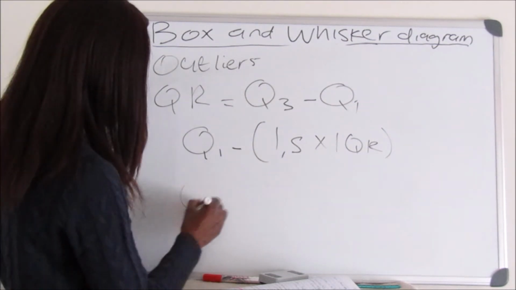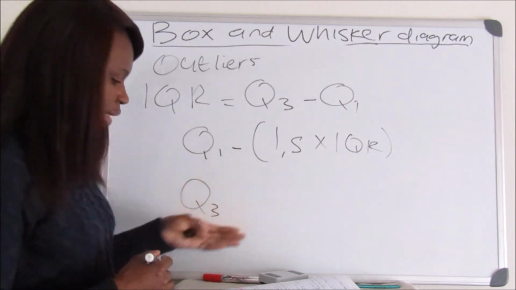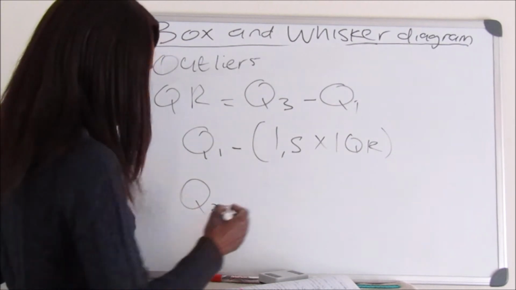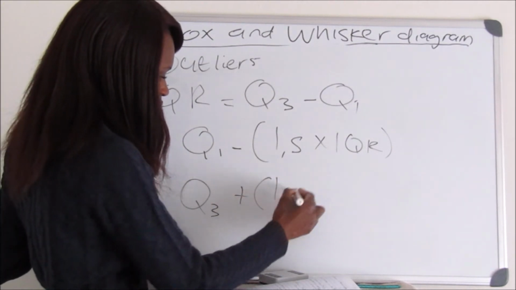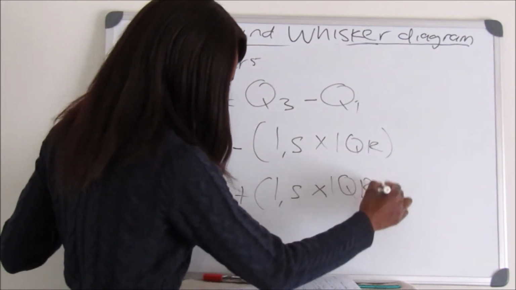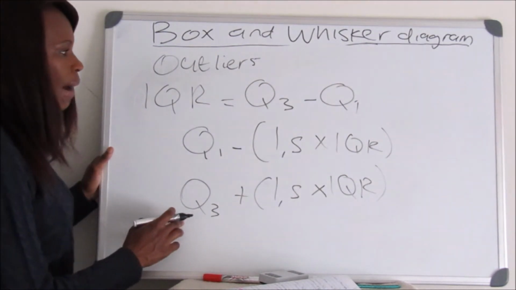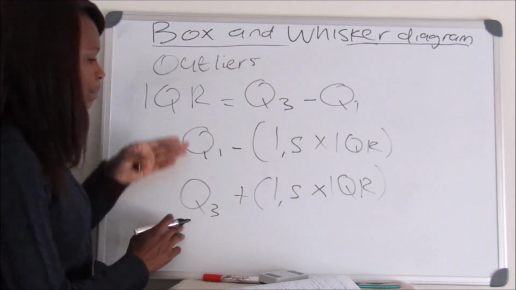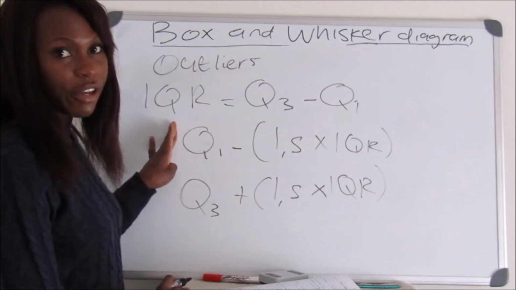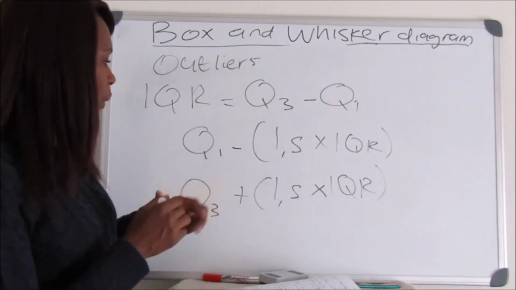Then to find the upper values, which are much higher than most of the data set, you use the equation Q3 plus 1.5 multiplied by the interquartile range. This one is to find values which are much higher than the upper quartile.